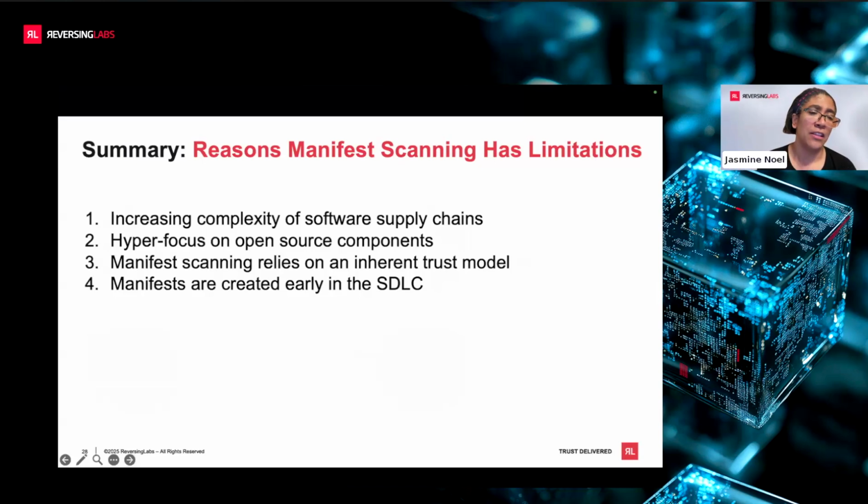And then finally, manifests are created early. They're needed for a specific task. They were never really designed to do what we're asking them to do now. So those are the things.